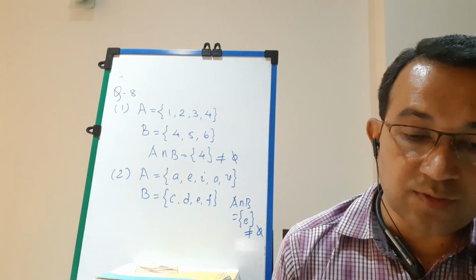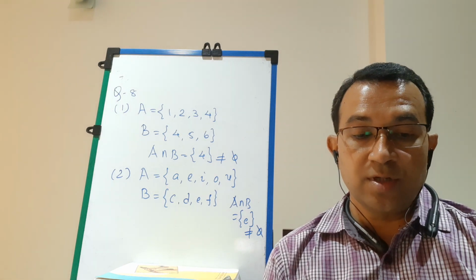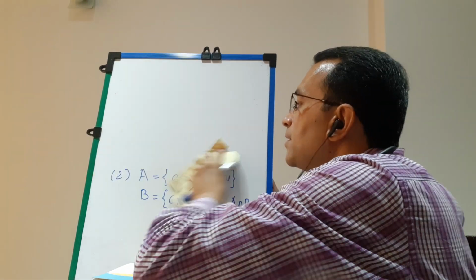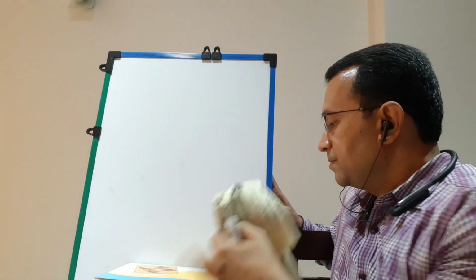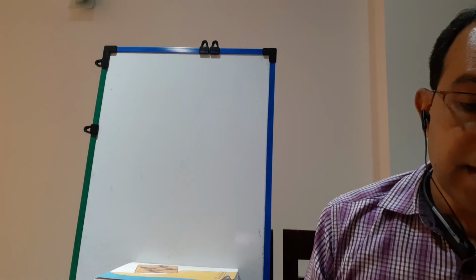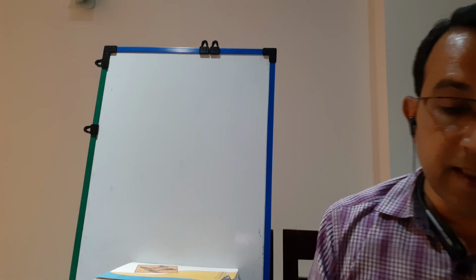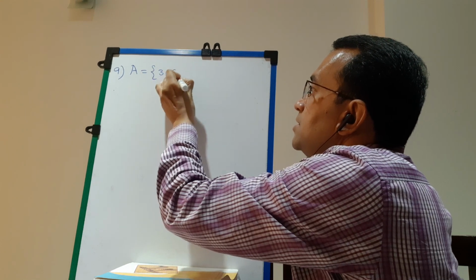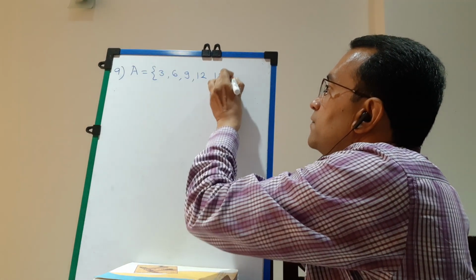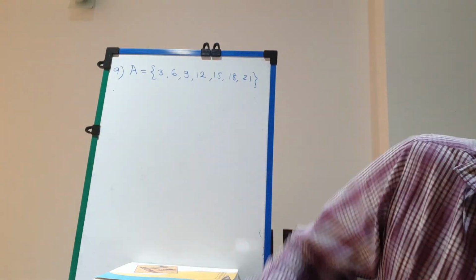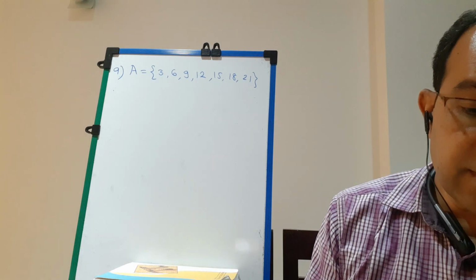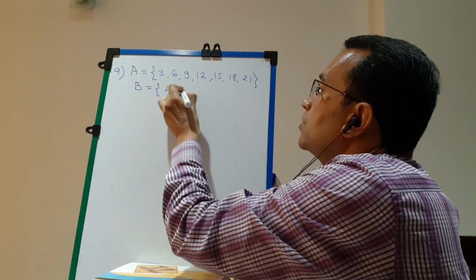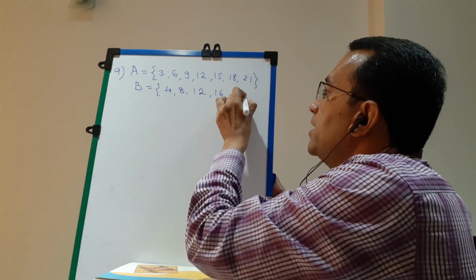Now, students, the next is to find the difference set. Here also, lot of options are given. So let us do the ninth sum. Set A is the set of elements 3, 6, 9, 12, 15, 18 and 21. You can carefully observe, students, all these are multiples of 3. Set B is equal to 4, 8, 12, 16 and 20.